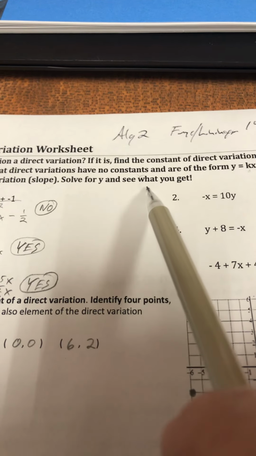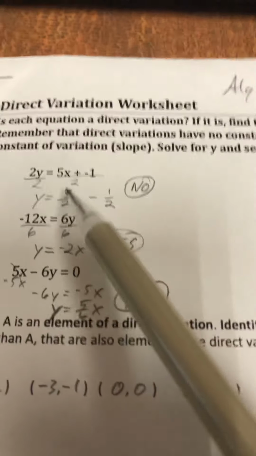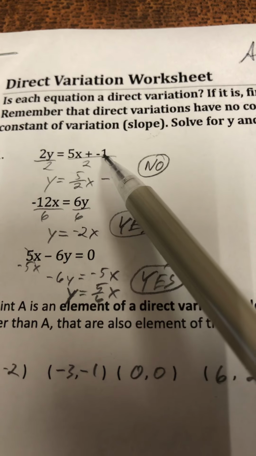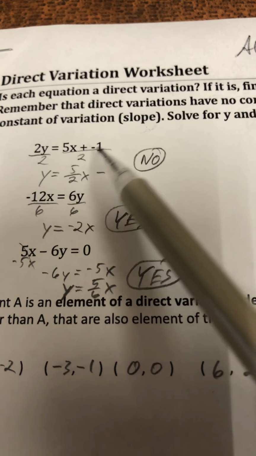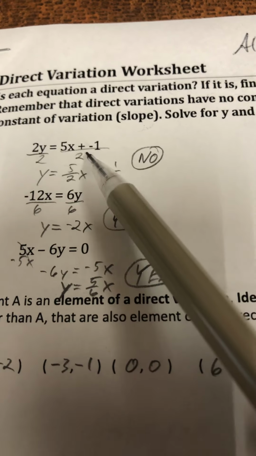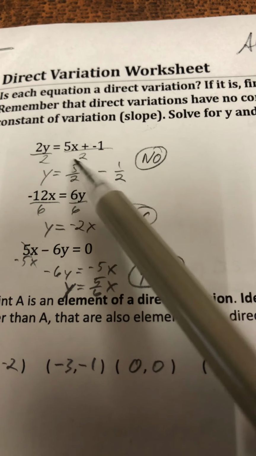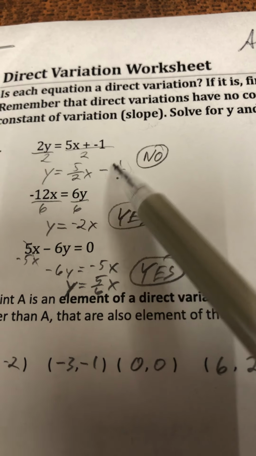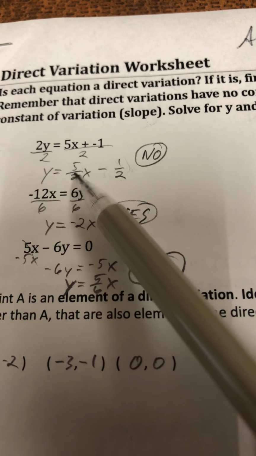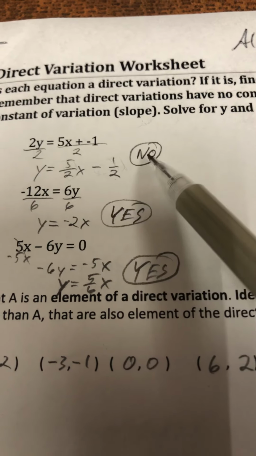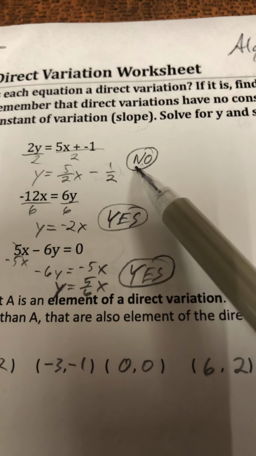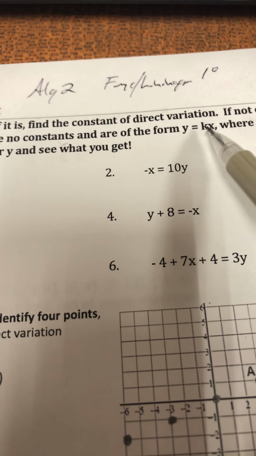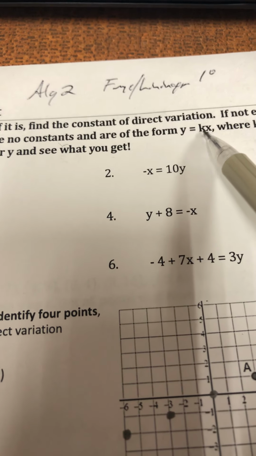Solve for y and see what you get. When you solve for y, you can tell already this has a constant out here, and it ends up being minus 1/2. So there is this constant out here, but because it has this constant, no, it is not a direct variation, because it doesn't look like y equals kx, where there's just a constant of variation or just a slope.